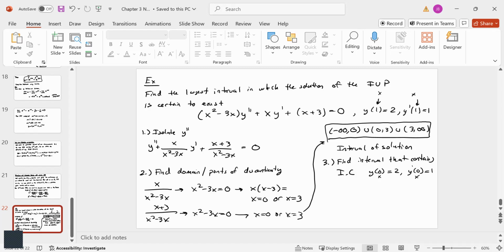But now let's correctly put the number down. So that's 1. So x is 1, and that's going to be between 0 and 3, right? So x is between 0 and 3, and that's my interval. And we're done. That's how you find the largest interval for the solution.